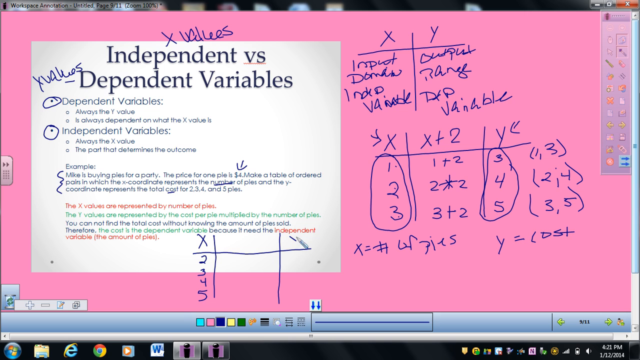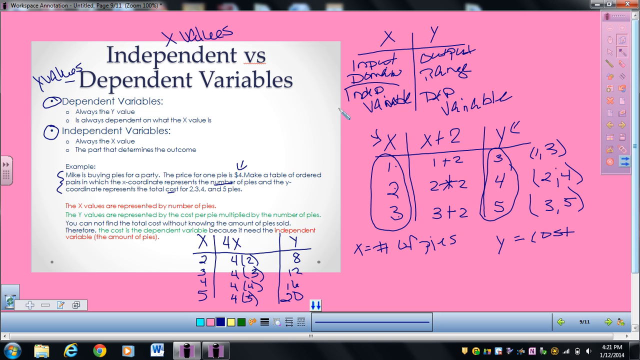And we want to know the y value, the cost. What's the cost for 2 pies? What's the cost for 3 pies? What's the cost for 4 pies? What's the cost for 5 pies? So what you would do is you would take your x and you would multiply it by 4, so 4x, because it's $4 for 1 pie, and that's how you would do it. So you'd have 4 times 2, so your y would be 8, and you'd have 4 times 3, and that would be 12, and 4 times 4, so 4 pies would be 16, and 4 times 5 pies would be 20.